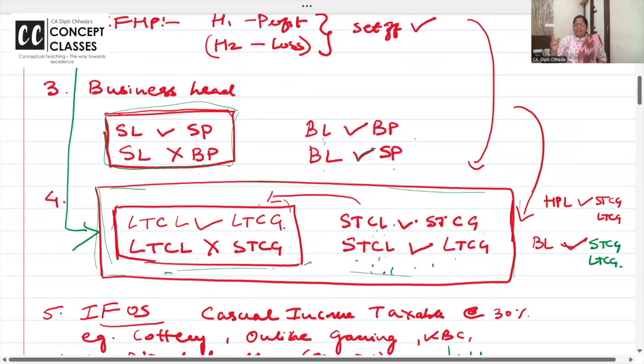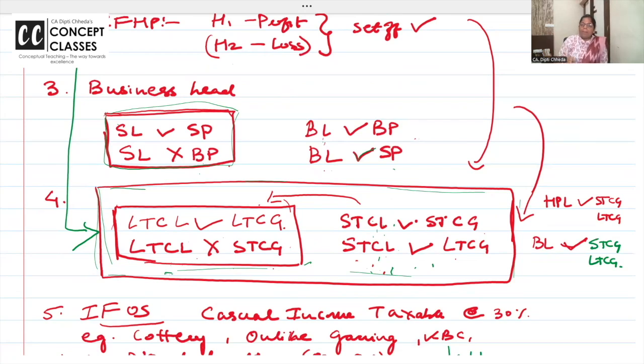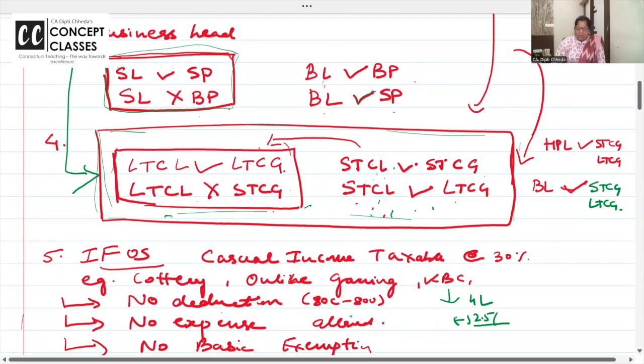Business loss can be set off in business profit. Business loss can be set off in speculative profit. Chalega. But speculative loss is rigid. It's in a box. It can be set off in speculative profit only. Speculative loss cannot be set off in business profit. Next now, long-term capital loss. They both are staying in a duplex house. Who? Short-term and long-term. Short-term capital loss and gain are staying in the ground floor.